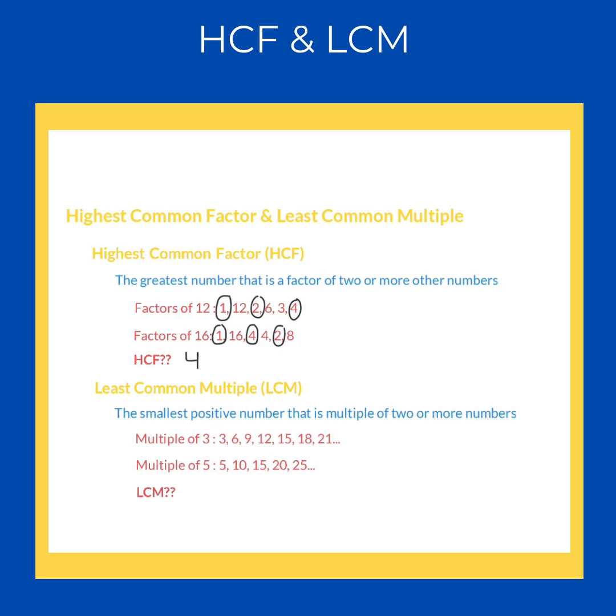So, let's find the common numbers between 3 and 5. So, the common number is 15. And I think this is the only common number. So the LCM, the least common multiple, is equal to 15.